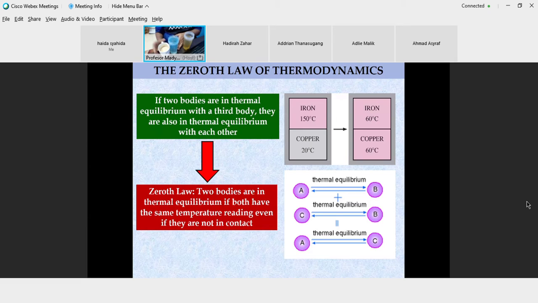So this one was 90 or 20. So now it becomes 80. So this one is 60. So they are joined together. At the end of the process, there is thermal transfer, the temperature transfer here, and the change, okay, they become in thermal equilibrium. Okay. So at the end of the process, all these 3 bodies have the same temperature. Let's say 60 degrees Celsius. So this is known as the zeroth law. So the zeroth law is what? 2 bodies in thermal equilibrium with a third will both have the same temperature, even if they are not in contact.